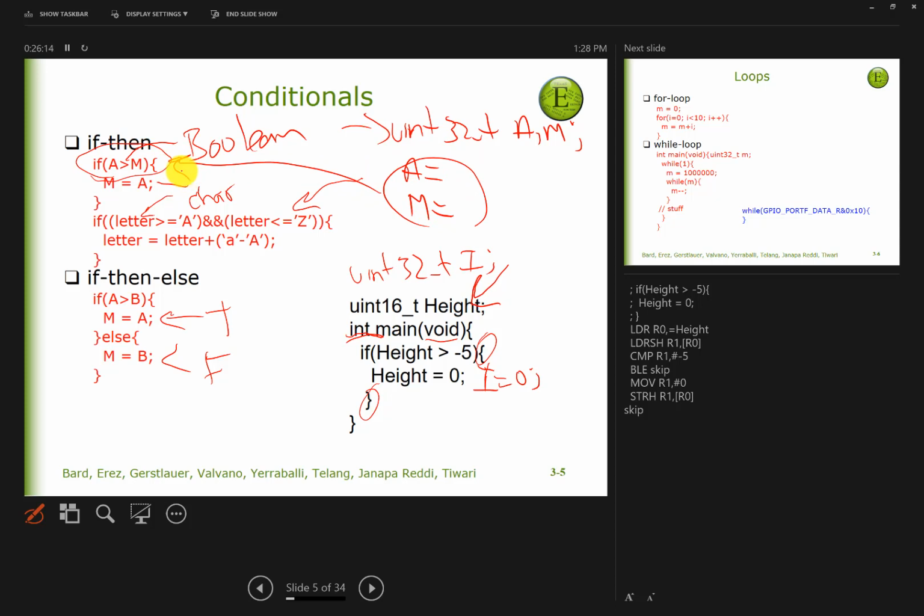Yeah, good question. When it says letter is greater than or equal to character A, does it refer to the ASCII value? Yeah, that quote A quote is, okay, so let's see. Anybody know what the letter A is in hex? No? It's not hex 65. You're almost there. It's decimal 65, by the way.